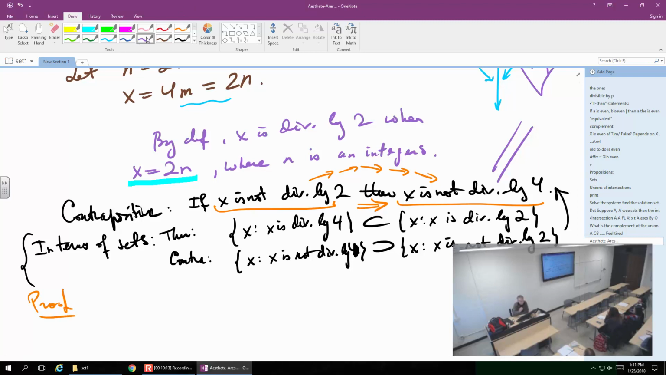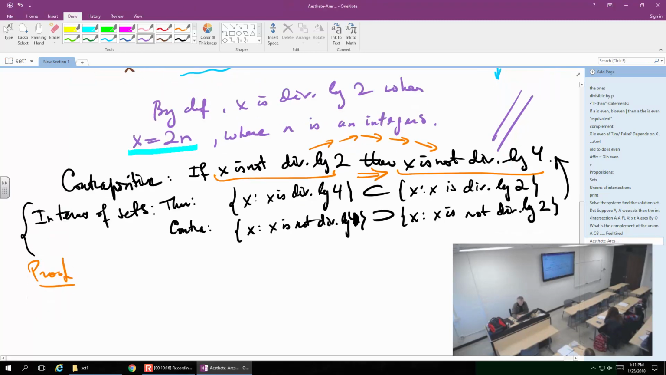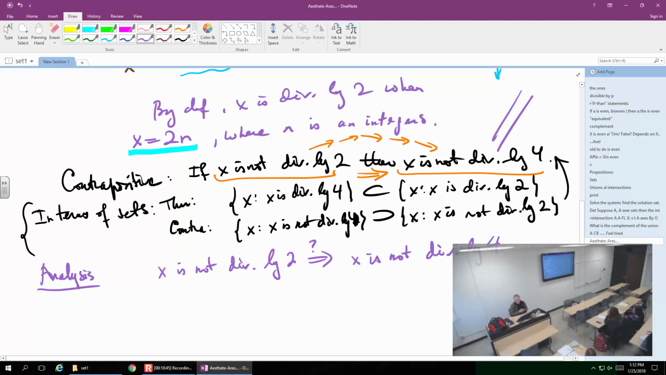So x is not divisible by 2. Let's try to analyze. It's not really a proof yet, or maybe it is; it depends on how complex it is. So, analysis. Once again, x is not divisible by 2, and we wanted to conclude that x is not divisible by 4. I put a question mark here because it's not proven yet. Let's look at each of these statements and try to make them not negative. Let's just get rid of the negativity.